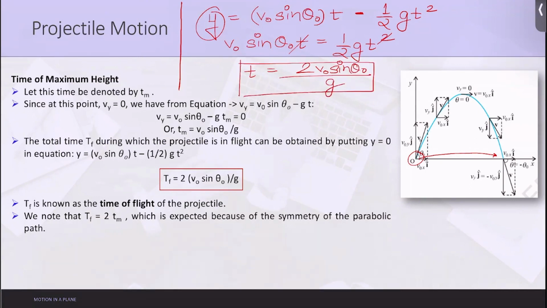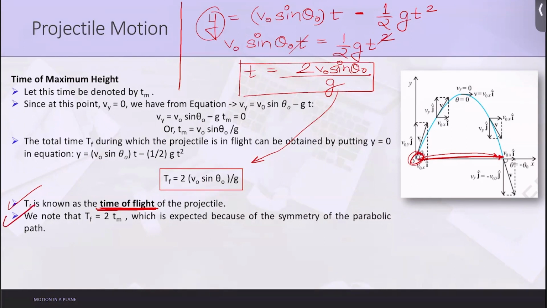You will see clearly this is the same result which you obtained, 2 v naught sine theta naught by g. This time Tf is called the time of flight. Keep remembering these words also, because they will be directly used in the questions. So what is the time of flight? Time of flight is nothing but the total time required for the projectile to reach from, let's say, ground to ground, or from its initial position to the position at which the displacement is again 0, is called the time of flight of the projectile.